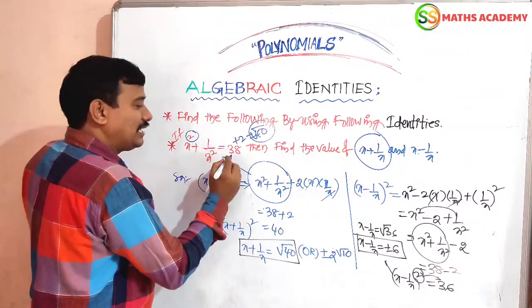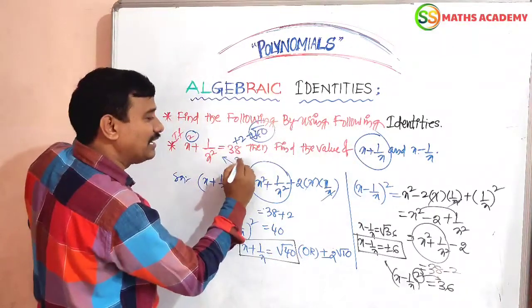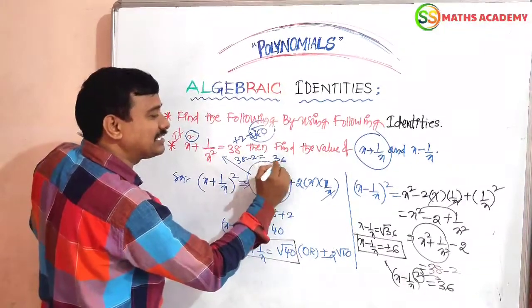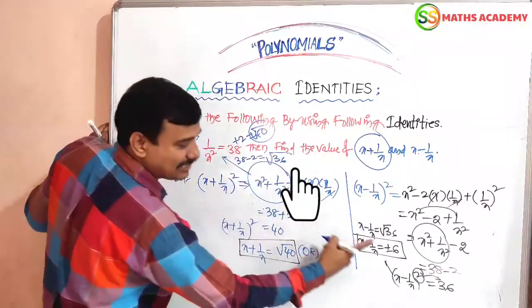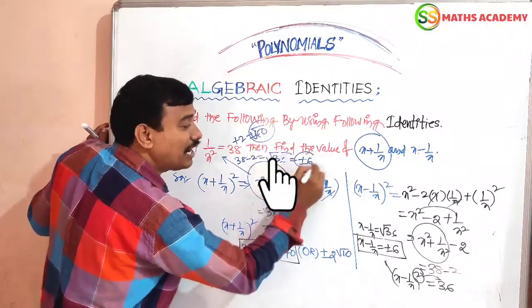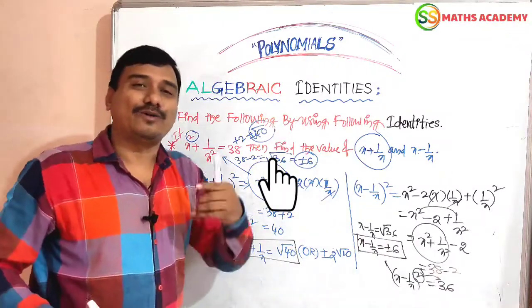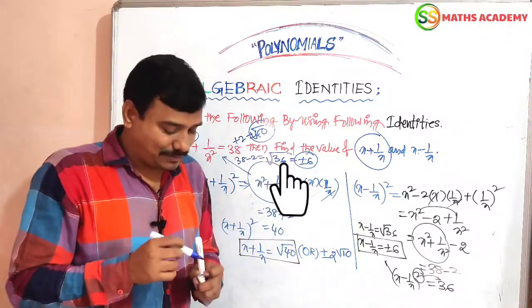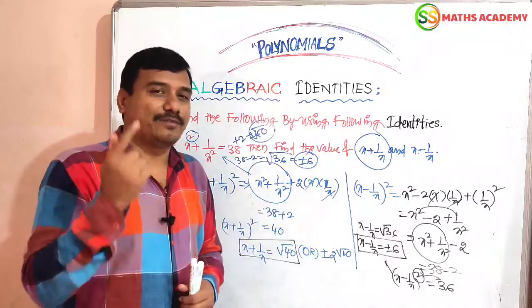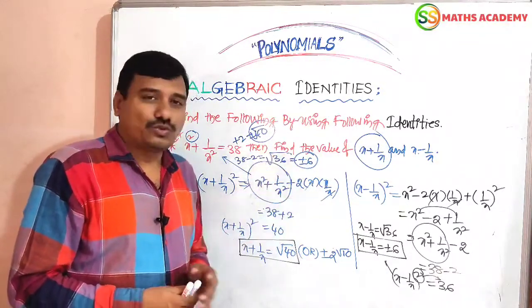Now here it is given, next step minus, no? You do something: 38 minus 2, 36. Square root of 36, we have a perfect square. That is nothing but plus or minus 6. This is the way we have to do this question in competitive exams. Then we will get confidence and marks also, friends. I hope you understand such questions.